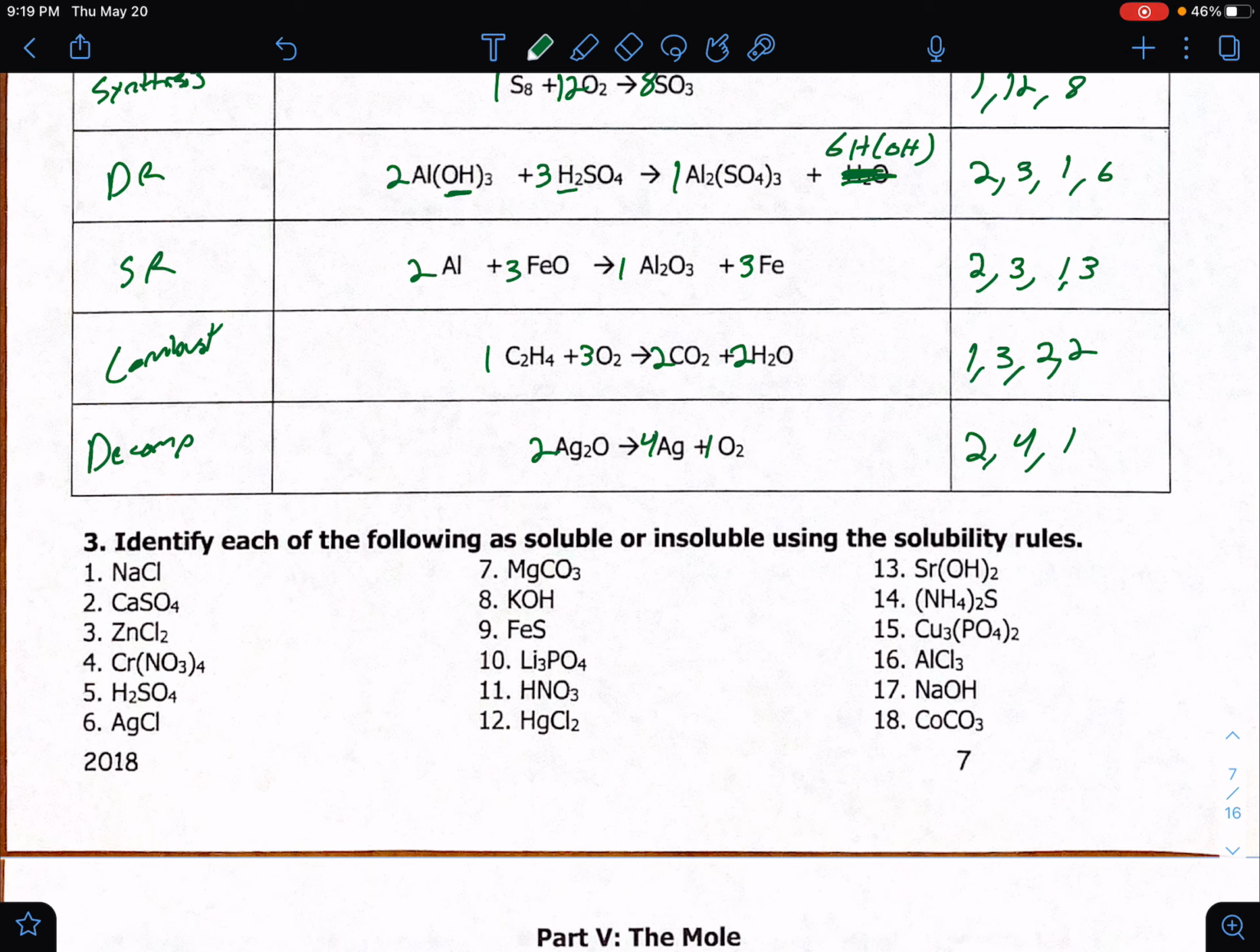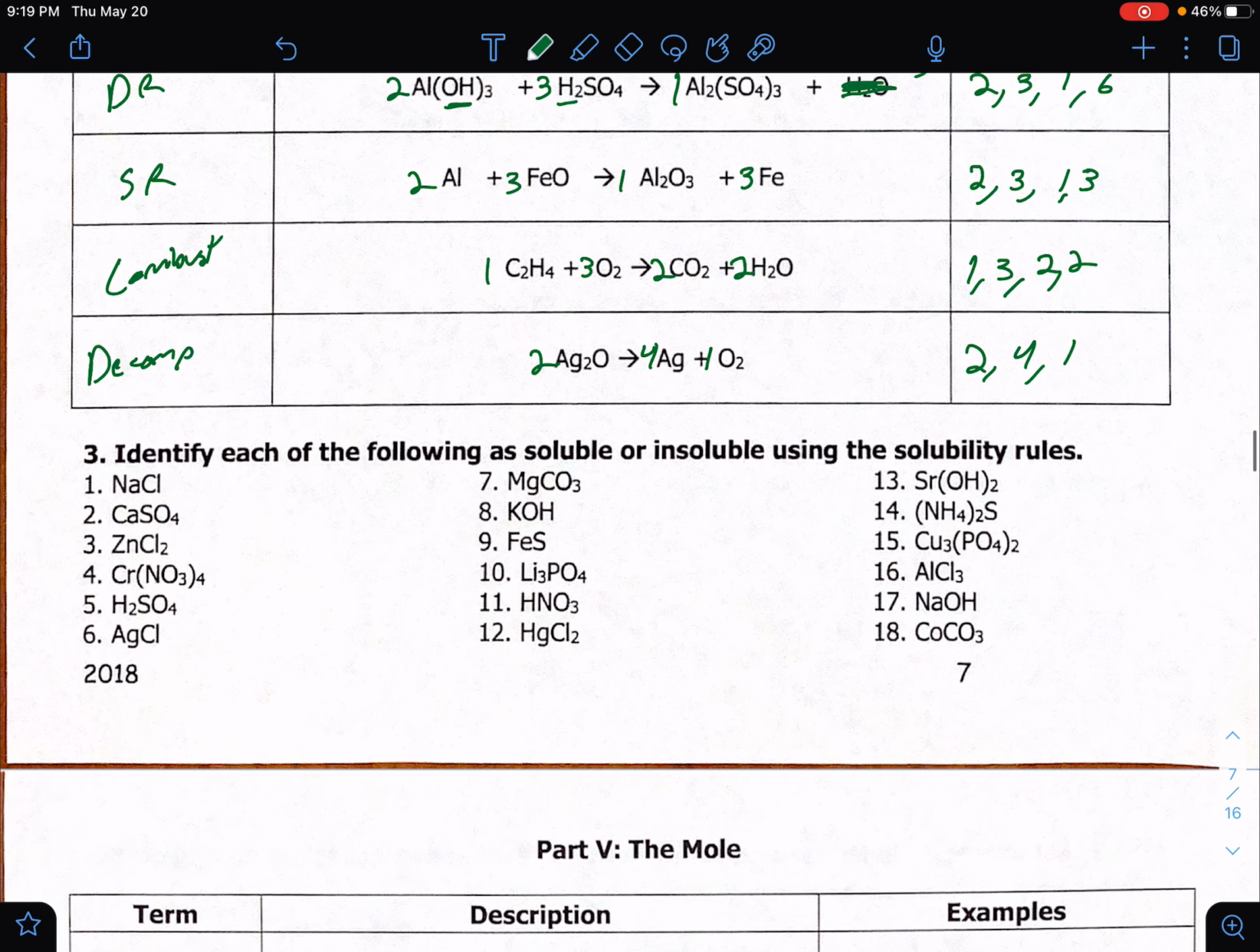Okay, next one, identify each of the following as soluble or insoluble using solubility rules. So remember, this is where you're using your Cash and Gia. As long as you have 1 on the list and it doesn't deal with those bad guys, that makes you aqueous. If neither is on the list, that is going to be solid or insoluble. I'm going to write soluble as AQ and insoluble as S for solid.